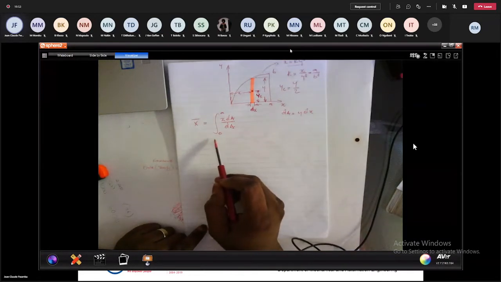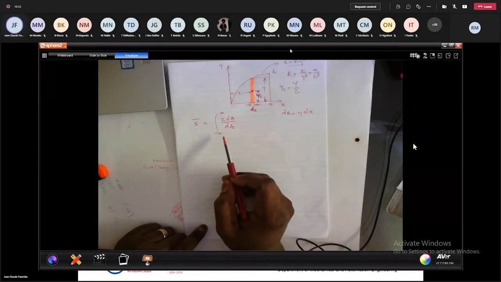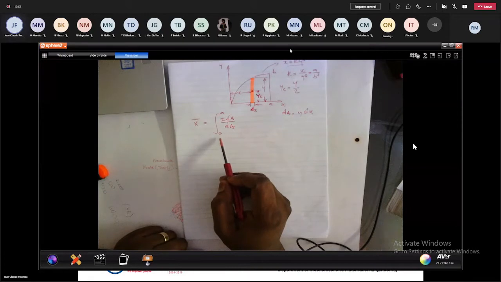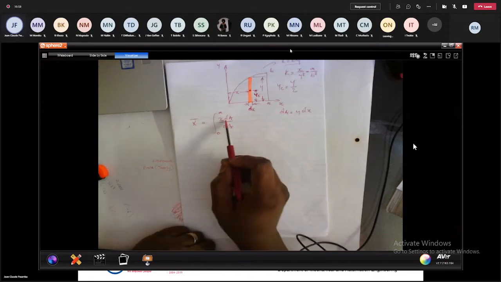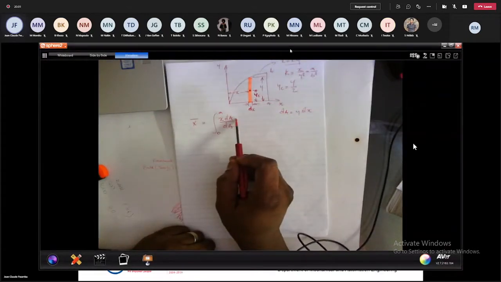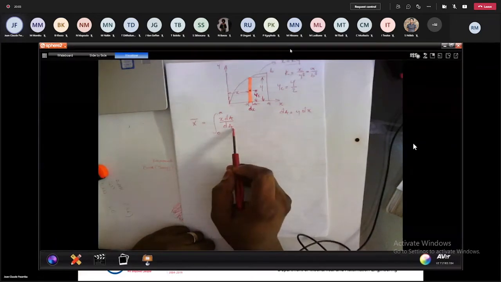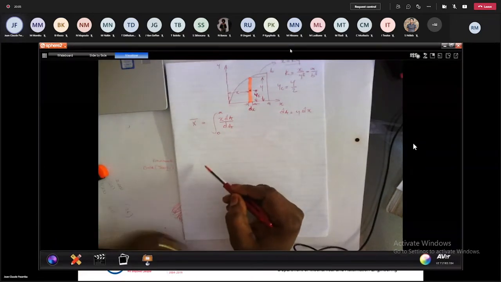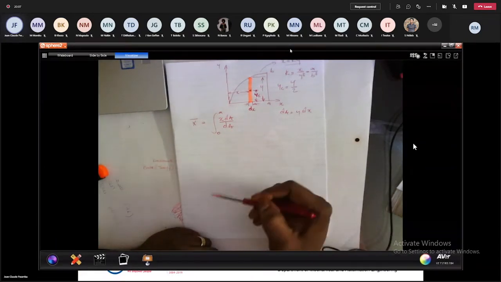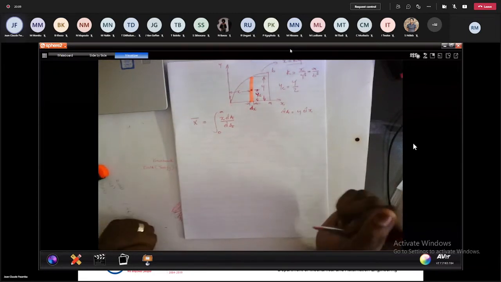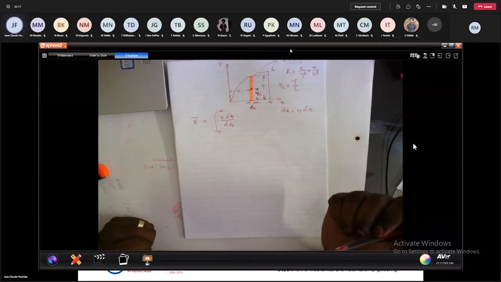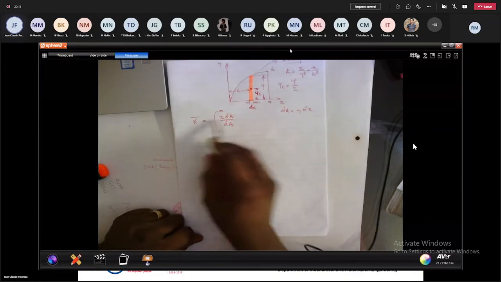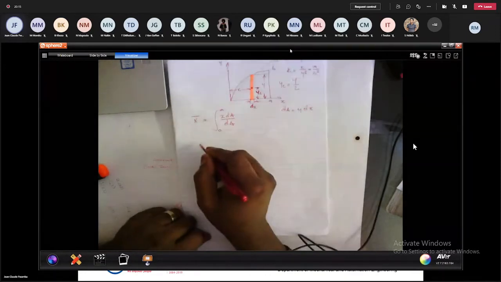I always try to advise students to do it separately. By separately, I'm referring to working out the numerator first and the denominator separately. And at the end, it will be a matter of taking your numerator over the denominator, and then you get your coordinate. So let's look into your numerator first.